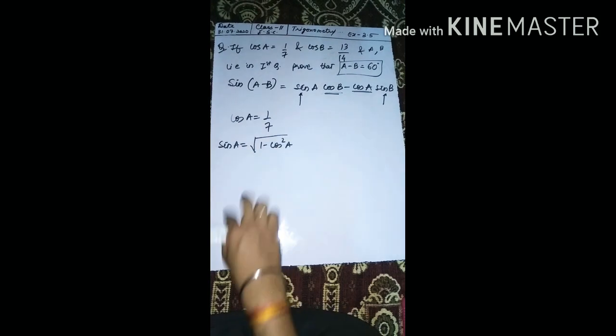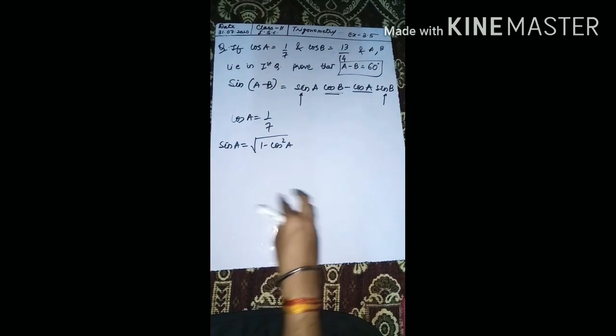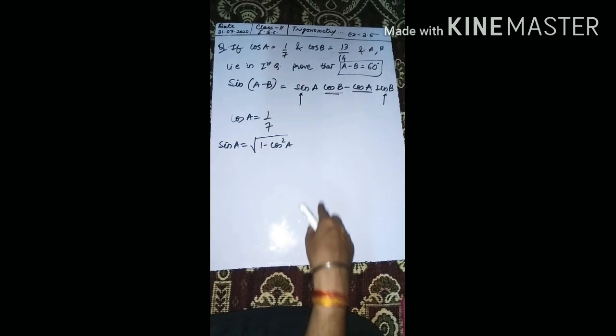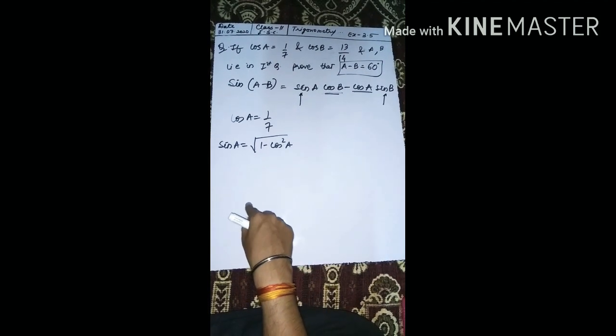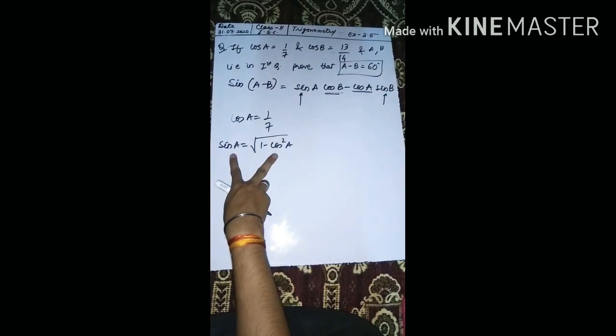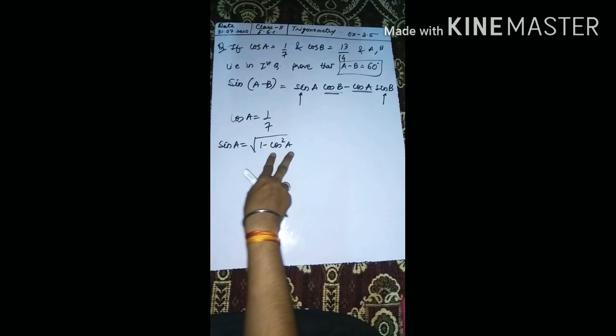Isn't this sin square theta plus cos square theta equal to 1? Take cos square theta to that side. So sin square theta is equal to 1 minus cos square theta, and you just cancel the square, you will get sin theta equal to under root of 1 minus cos square theta. So that is how I have written here. So you directly put the value.